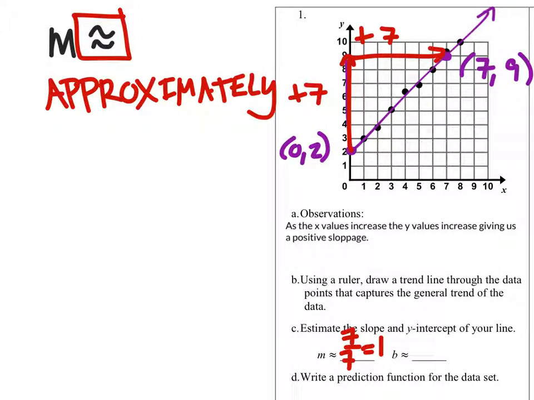So my slope is approximately 1. And then up in the count, we already saw that the Y-intercept that we have is just 0.2. So that's approximately the Y-intercept.